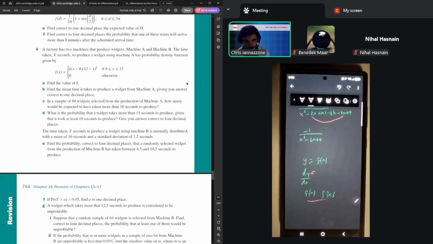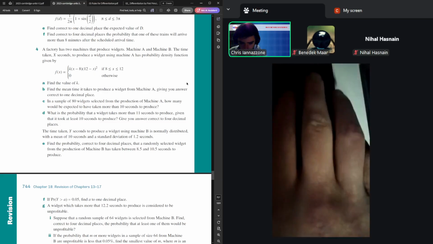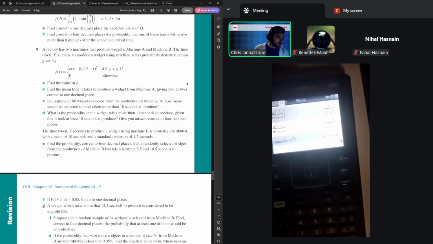Cool. So as a reminder, we were doing continuous probability here, and basically we have machine A given by the continuous probability function. We found the value of k already. That'll still be in our CAS, so no need to find that again. Part B, find the mean time. We've actually kind of already done this for continuous. We entered it in the previous question. It's just x f of x, so let's just go ahead and ignore that one.